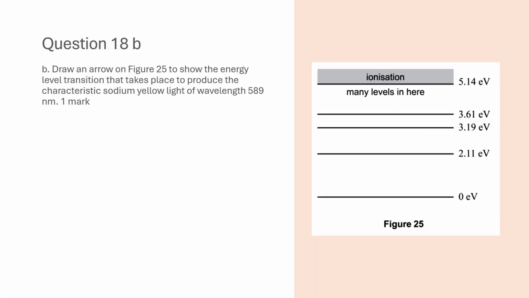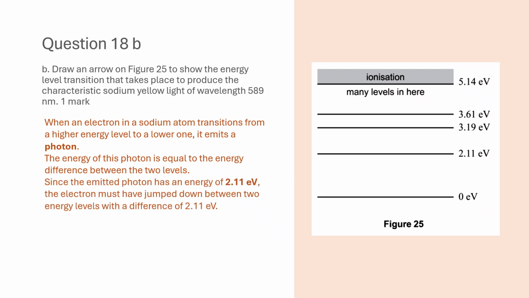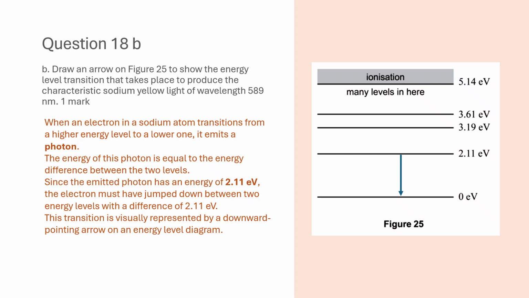When an electron in a sodium atom transitions from a higher energy level to a lower one, it emits a photon. The energy of this photon is equal to the energy difference between the two levels. Since the emitted photon has an energy of 2.11 eV, the electron must have jumped down between two energy levels with a difference of 2.11 eV. This transition is visually represented by a downward pointing arrow on an energy level diagram.